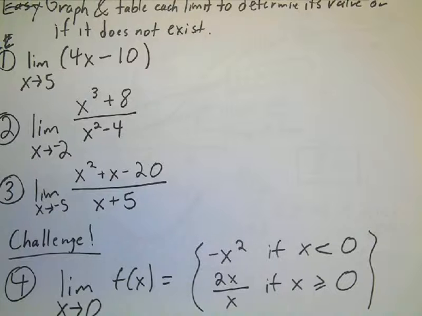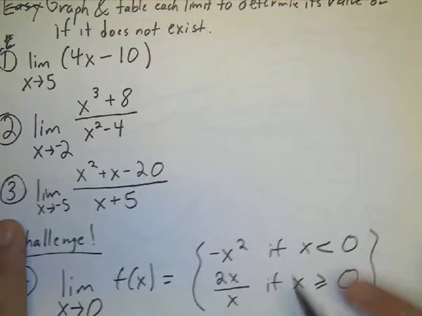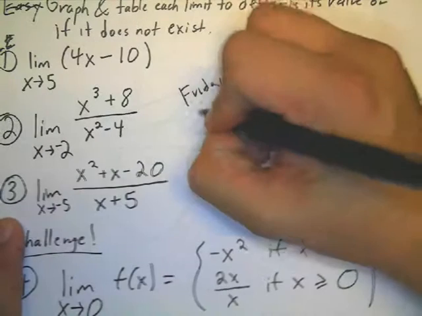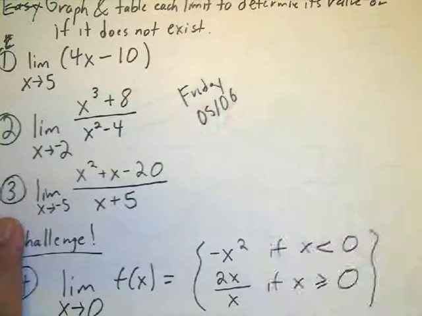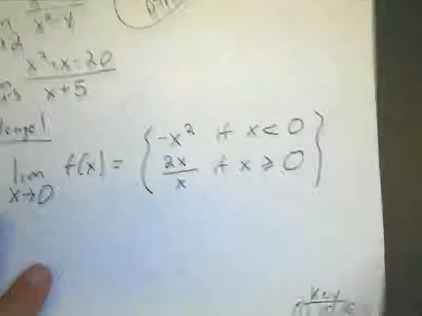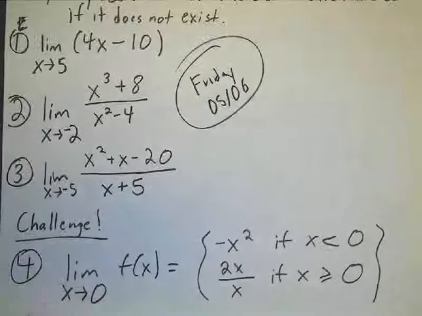And so this is going to be due on Friday, which is going to be May 6th. Right? It's going to be May 6th. And also at the bottom here, I put a key, and that tells you what numbers these should be approaching. All right. That is it for today.